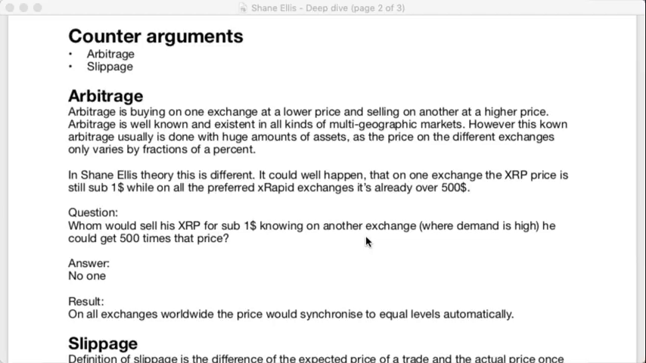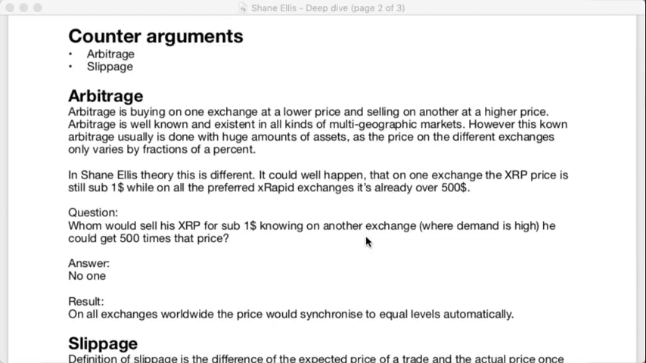Now, in Shane Ellis' theory, this is a little bit different, because those people arguing that arbitrage would happen come with the argument that on a non-preferred XRapid exchange, the price would still be low. Let's assume below $1. So there would be many intelligent people buying on that exchange for below $1, going to the preferred XRapid exchange and selling it there for, let's say, $500.